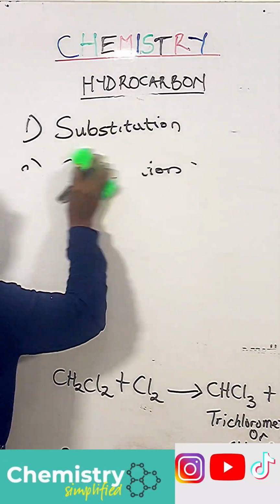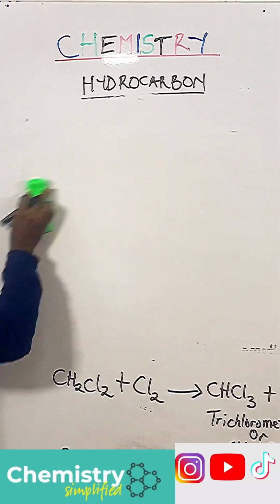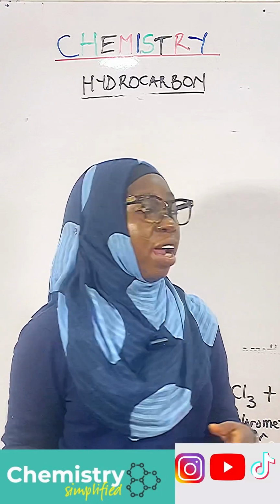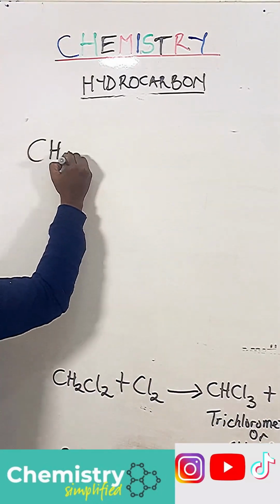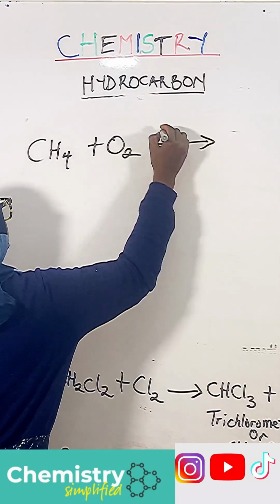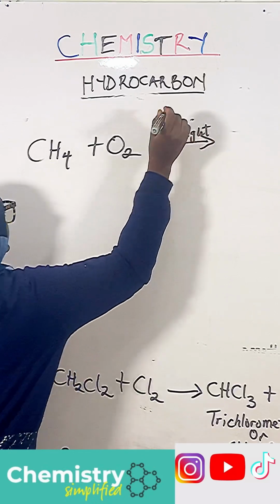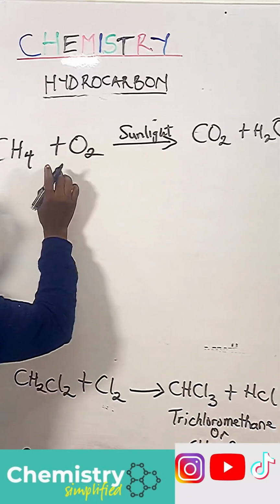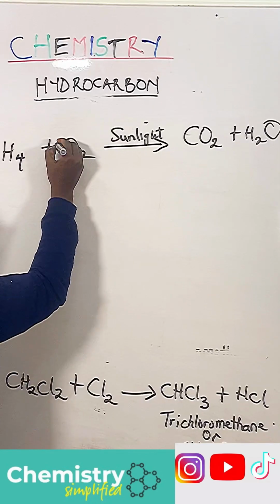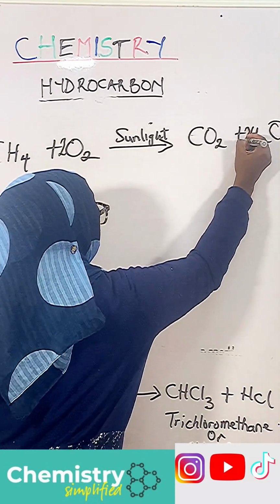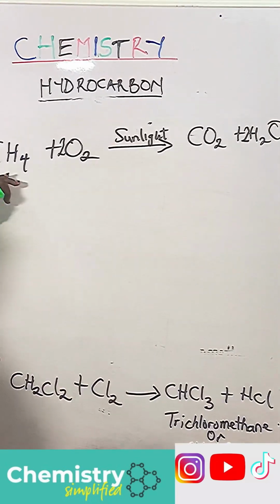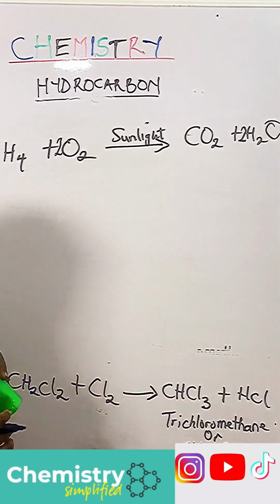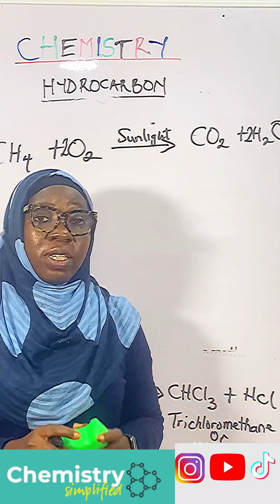So let us look at combustion. Combustion is when alkanes burn in oxygen. Majorly, when organic compounds burn in oxygen, they give two things, carbon dioxide and water. So let's say methane reacts with oxygen in the presence of sunlight. What do we have? We have carbon dioxide and water. When alkanes generally burn in air, you are going to have carbon dioxide and water, and those are majorly the two chemical properties of alkanes.